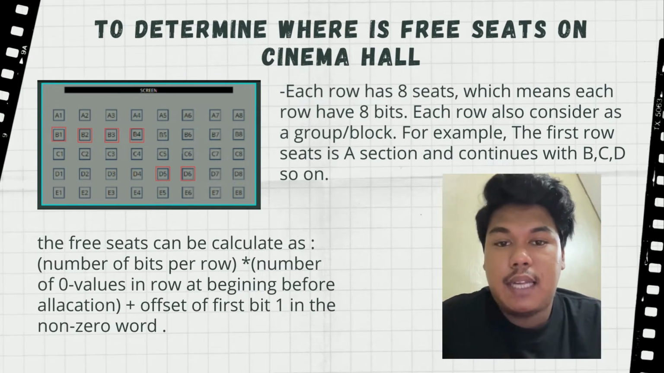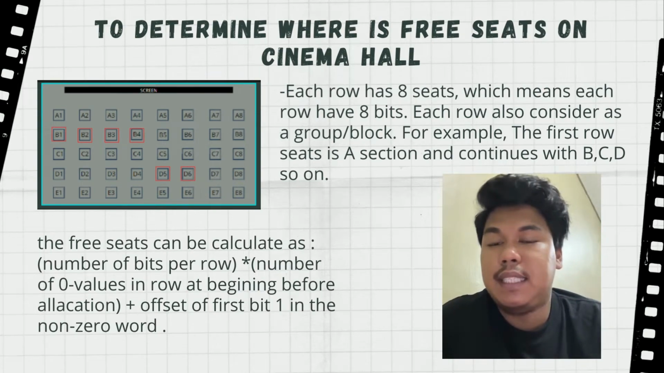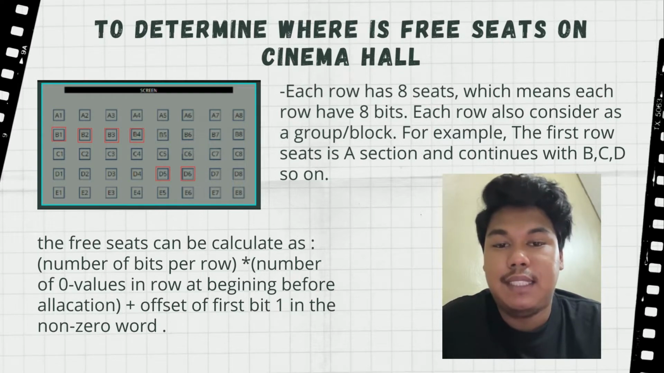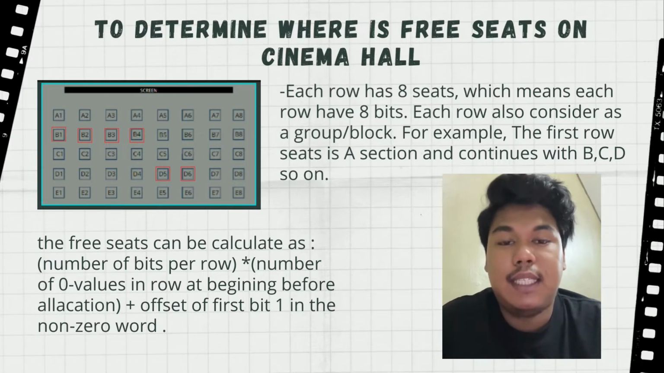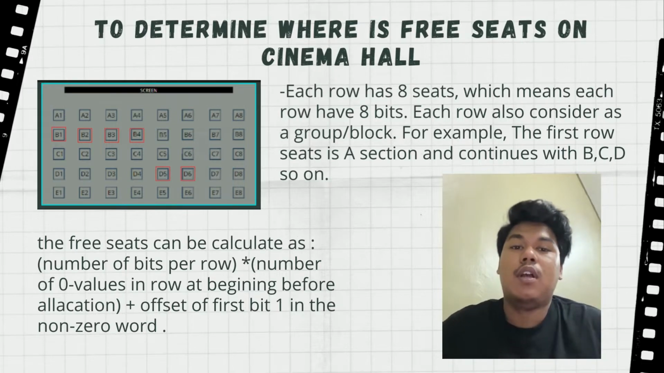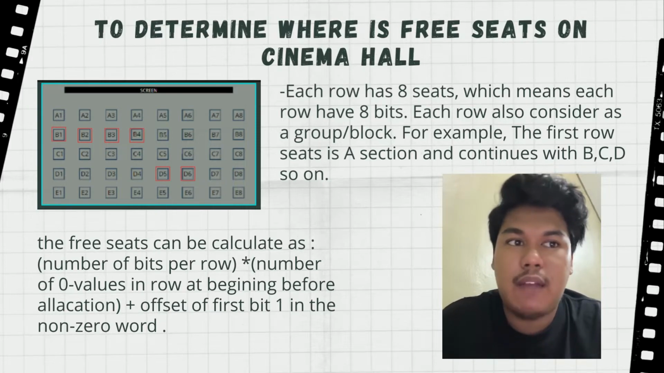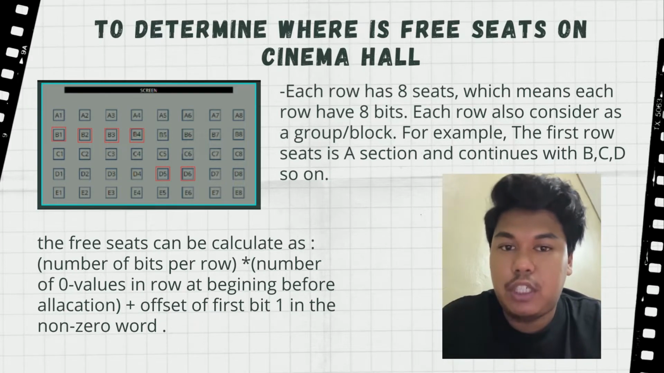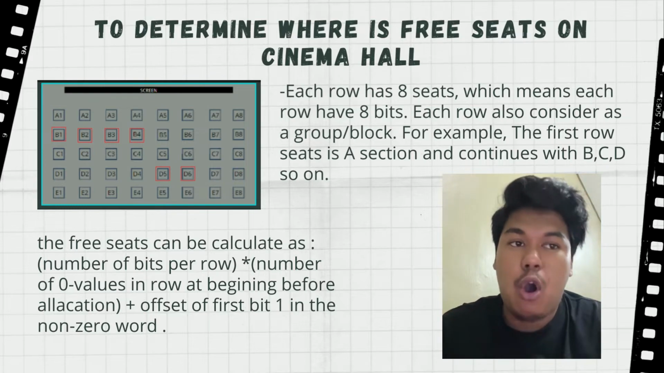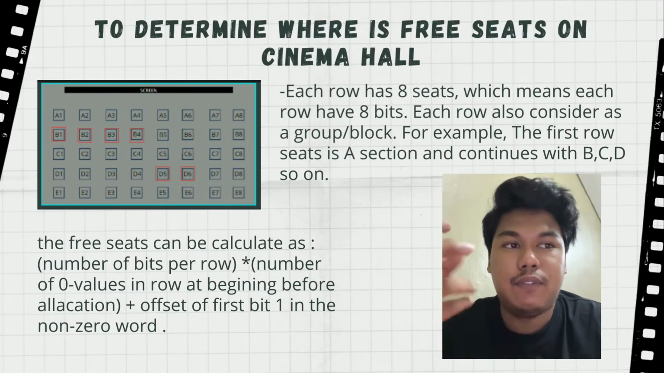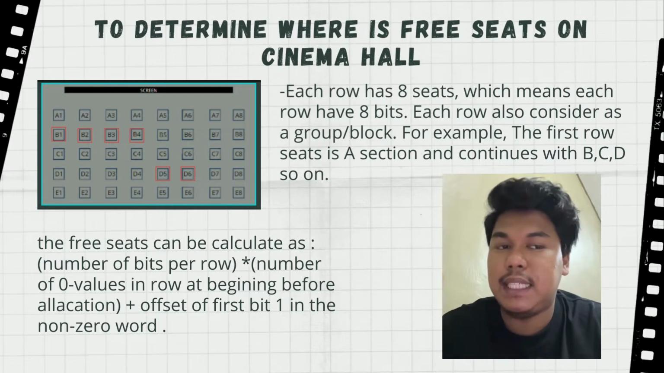We have seen an example of how tickets are available and how to determine the booked tickets in the bits of 1 and 0. But how do we determine where the free seats are in the cinema hall? Each row has 8 seats, which means each row has 8 bits. Each row is also considered as a group or a block. For example, the first row of seats is the A section, and it continues with B, C and so on.